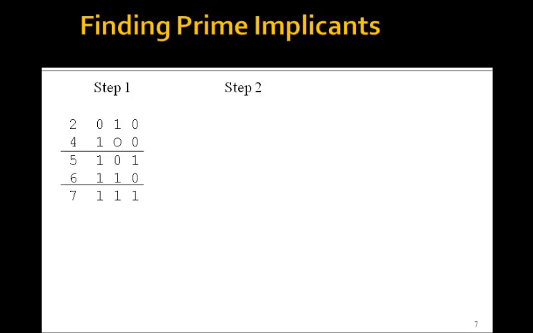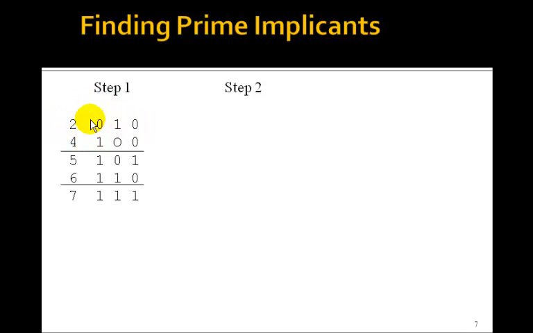So here's what we do. We compare each of the terms in this group with this group, and we're looking for the case where only a single term changes from a 1 to a 0 or a 0 to a 1. Now, since there's only one 1 in this group and 2 1s in this group, I only have to compare the 2 and the 4 to the 5 and the 6.